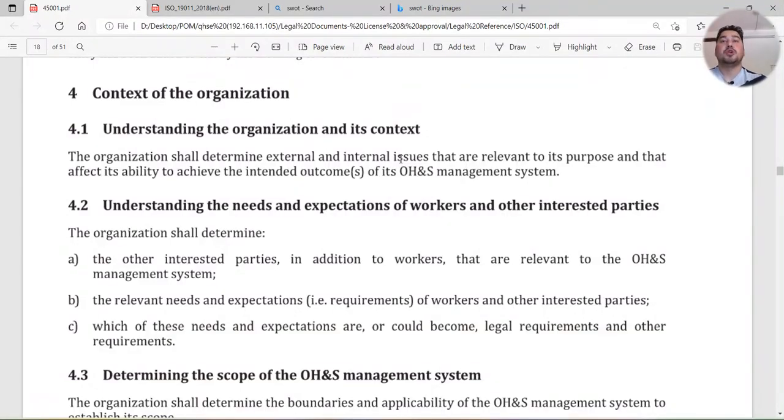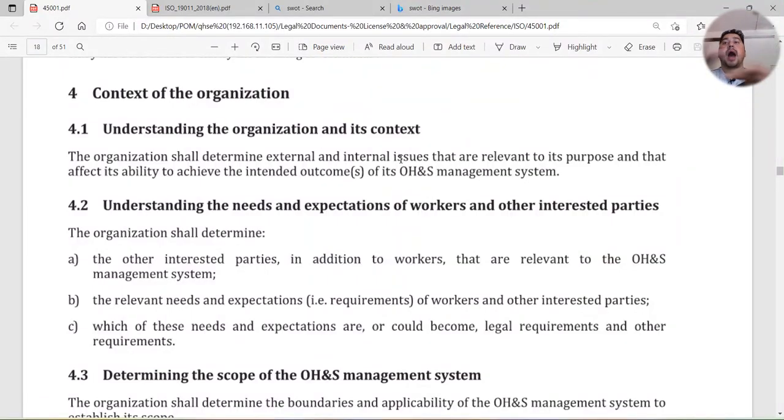So that is the external issues also, because that will affect the business. Previously the price was 5 dirham. Now the price will include 5% VAT as well. So these are the external issues. Likewise, you have to identify the internal and external issues which are affecting your health and safety management system. You have to do that in clause number 4.1.